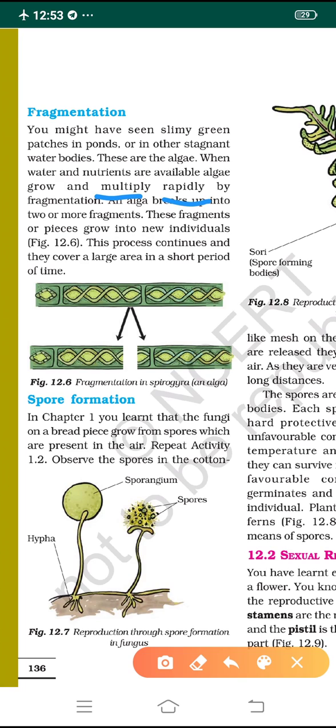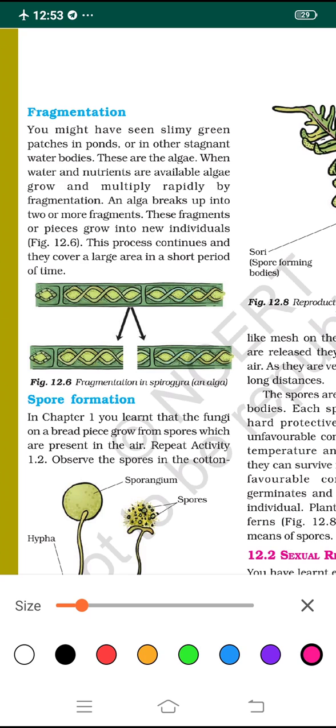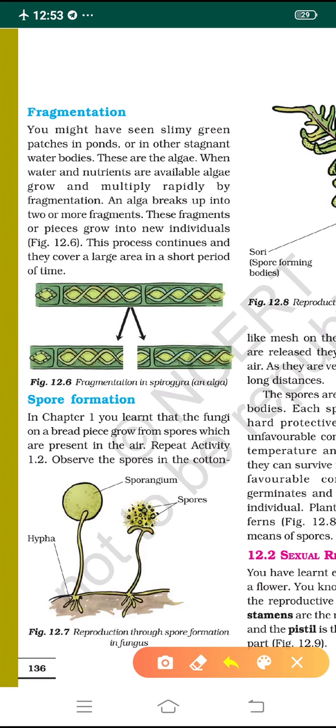Rapidly means in a very short time, doubling their numbers. By which method? By a method called fragmentation. By the fragmentation method they grow their numbers into double. An alga body breaks up into two or more fragments. Here you can see two new fragments are formed.